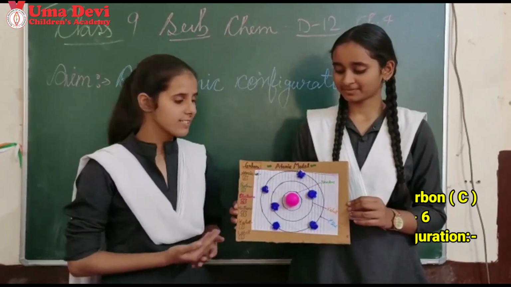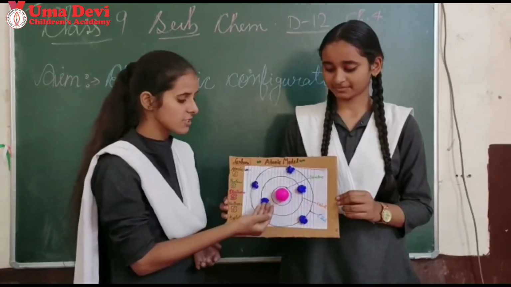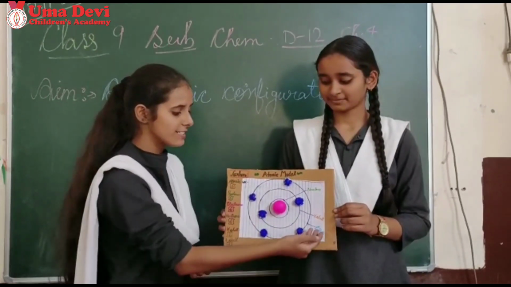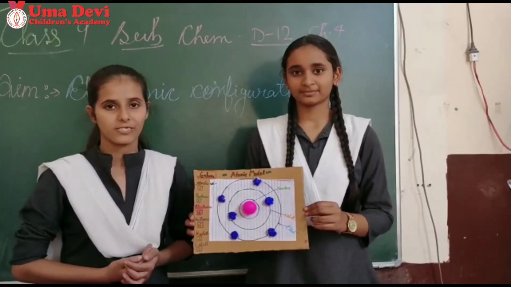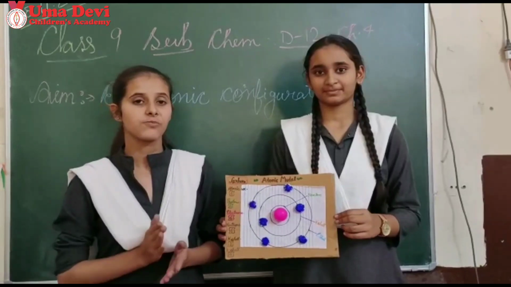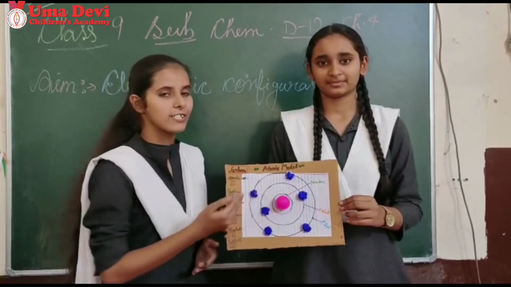It has 2 shells. The first shell is K shell, which consists of 2 electrons, and the second shell is the L shell, which consists of 4 electrons. Its atomic number is 6, which means the number of protons present inside the nucleus.